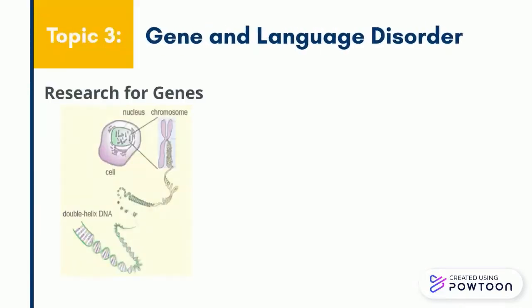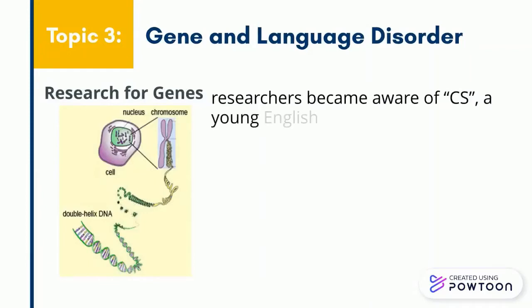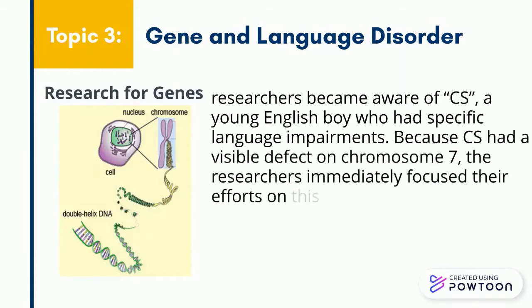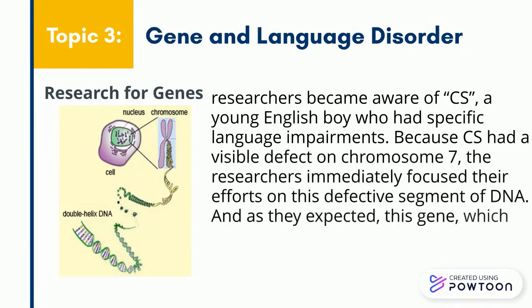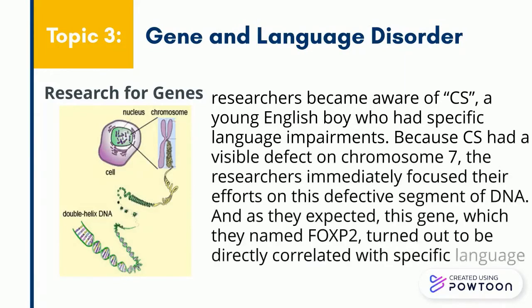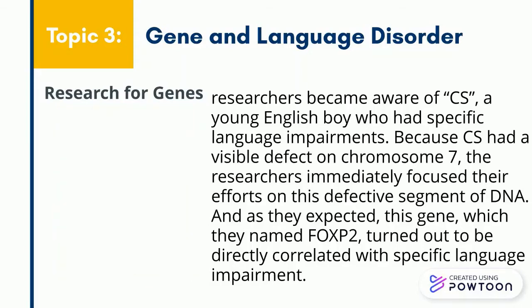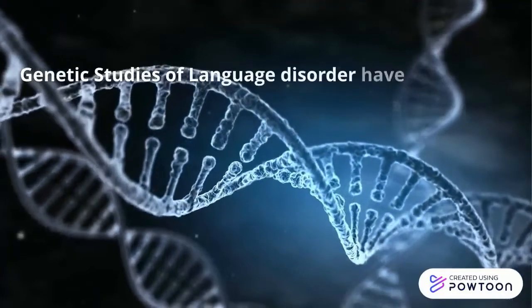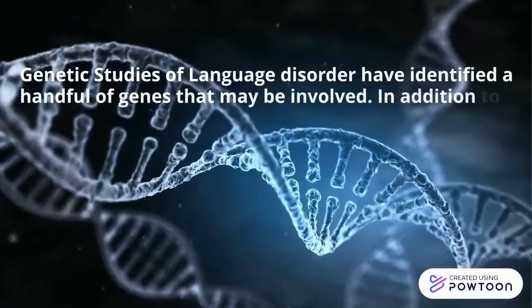Researchers became aware of CS, a young English boy who had specific language impairments. Because CS had a visible defect on chromosome 7, the researchers immediately focused their efforts on this defective segment of DNA. And as they expected, this gene, which they named FOXP2, turned out to be directly correlated with specific language impairments. Genetic studies of language disorders have identified a handful of genes that may be involved.